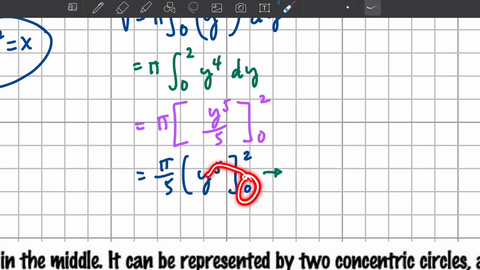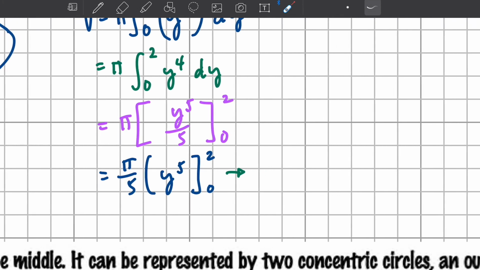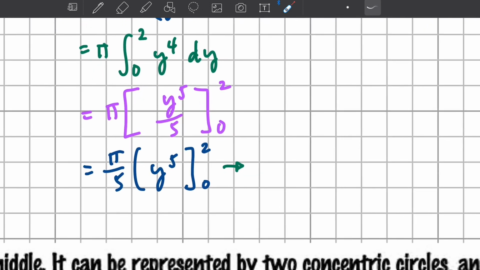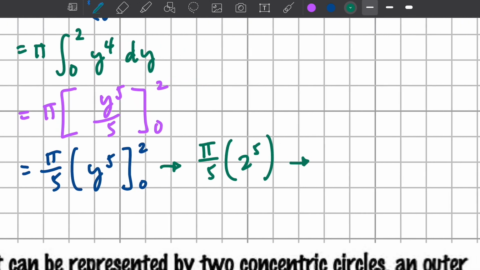This is where I check. If I plug in this 0 into y, I'm going to end up getting 0. So I'm going to ignore it. This time I am. Last example I didn't because it was e. But for this one, it'll give me 0. So now it'll be pi over 5. And I have to plug in the 2 to the 5th power. 2 to the 5th power is 32. So my final answer is 32 pi.